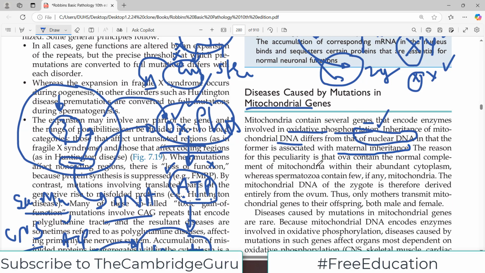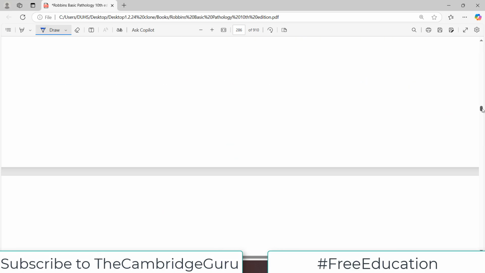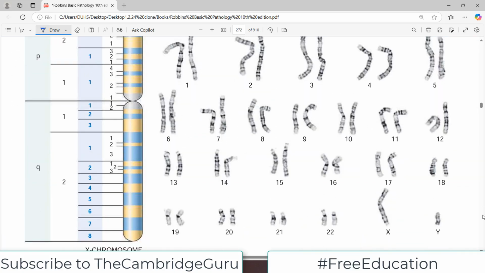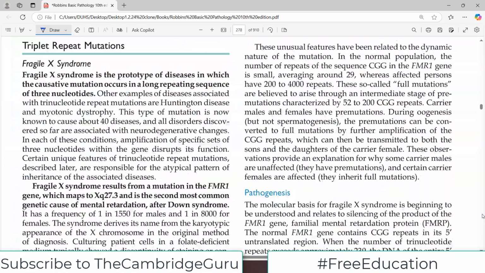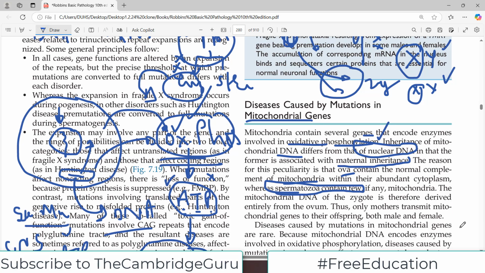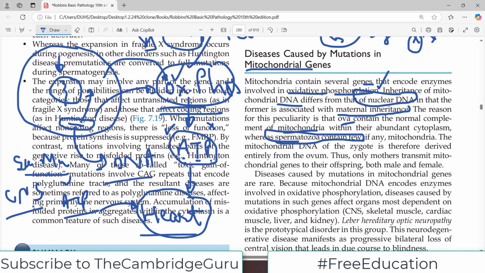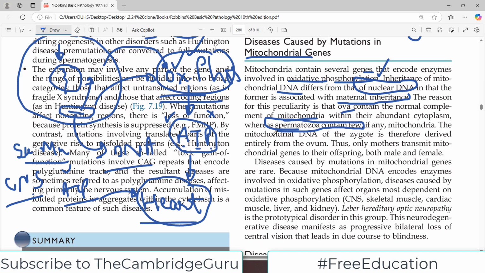The reason for this peculiarity is that ova contain the normal complement of mitochondria within their abundant cytoplasm, whereas the sperms contain very few in the cytoplasm. Most of the mitochondria in sperm is anyways in the tail for motility. But the bottom line is that the contribution of mitochondria from sperm is negligible, almost zero, and most of it is basically coming from where? From the mom's cytoplasm, okay, ovum cytoplasm. The mitochondrial DNA of the zygote is therefore derived entirely from the ovum.